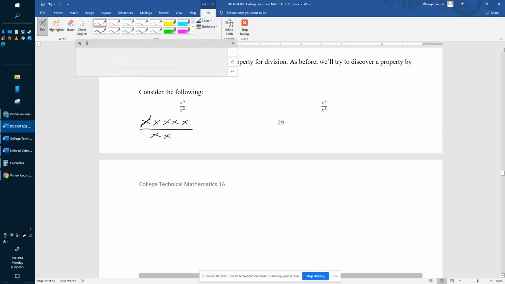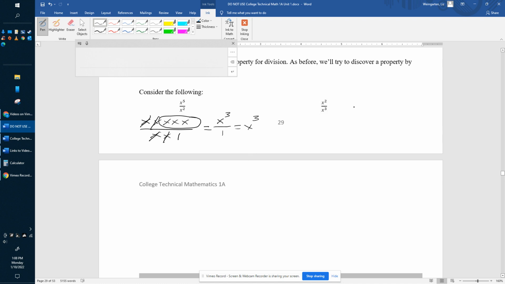We have an x that will cancel with this x. We have another x that will cancel with this x, leaving us with 3 x's on the top and simply a 1 on the bottom. Remember, when they cancel out, it doesn't turn into a 0, it turns into a 1. So this is going to bring us to x to the third over 1, or simply x to the third.